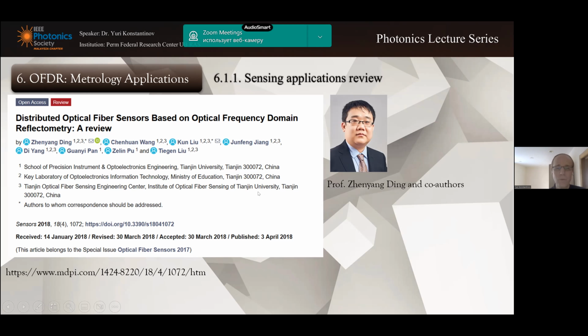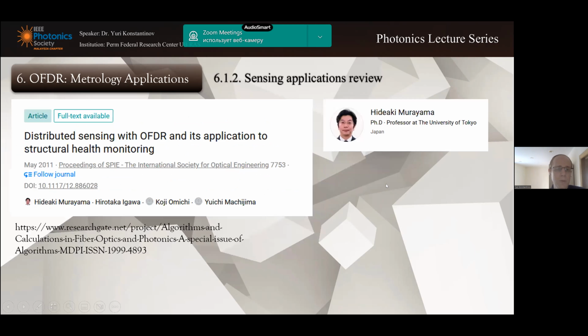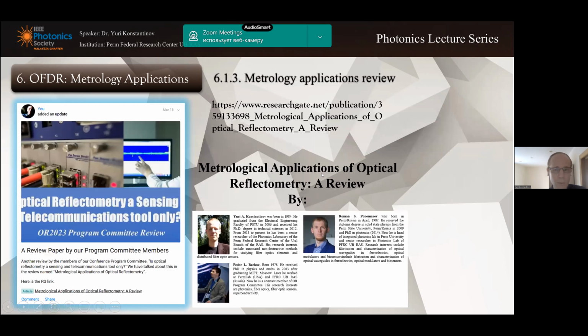I will use for the references some review papers prepared by different research groups. The first review paper is by Professor Zhen Yanding and his co-authors. The second one is prepared by Hideaki Murayama from Japan, and it has information about distributed sensing with OFDR and its application to structural health monitoring. Of course, all these publications you can access using the hyperlinks in the slides. And the third is prepared by our team.